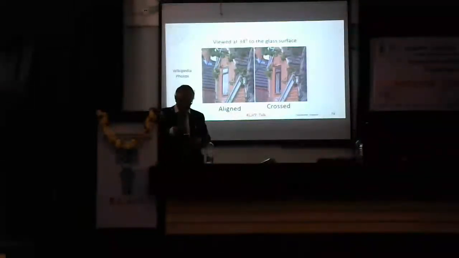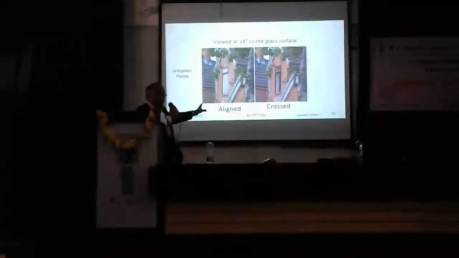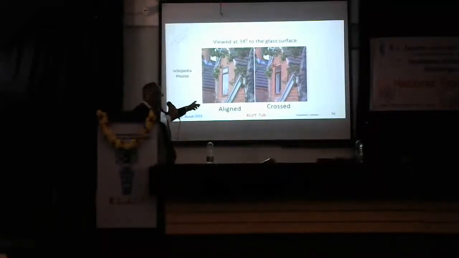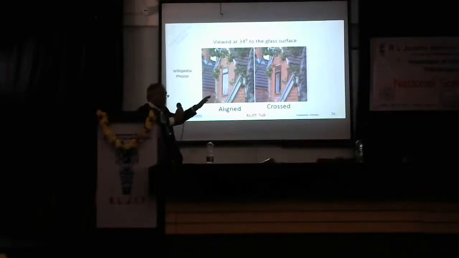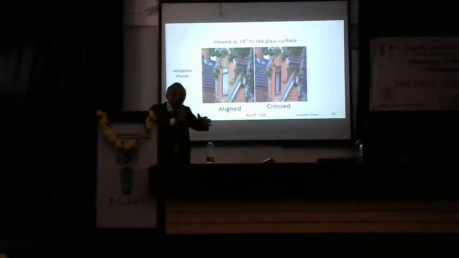Brewster's law. Brewster's law tells that if the angle of incidence on glass is 53 degrees, then if you look at the reflected light at 37 degrees, 53 plus 37 makes it 90 degrees, okay, 37 degrees to the plane of the glass, then the reflected light will all be plane polarized.